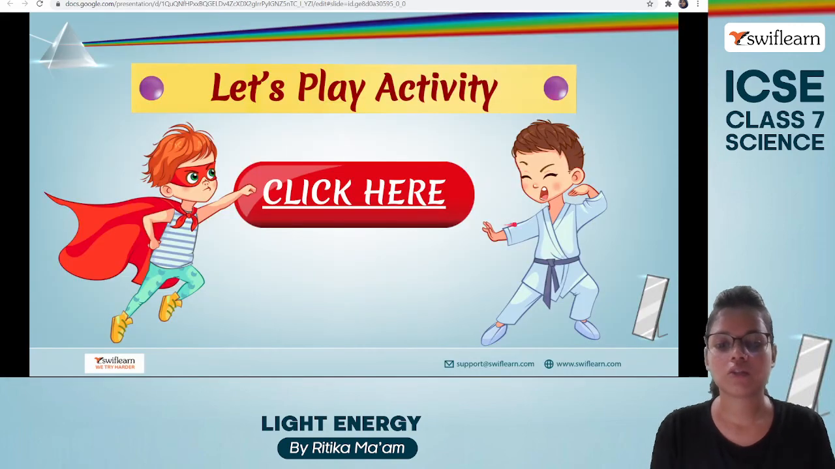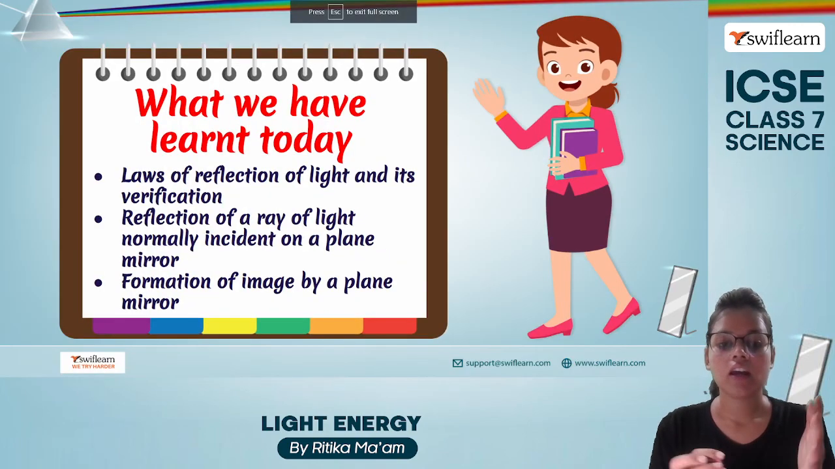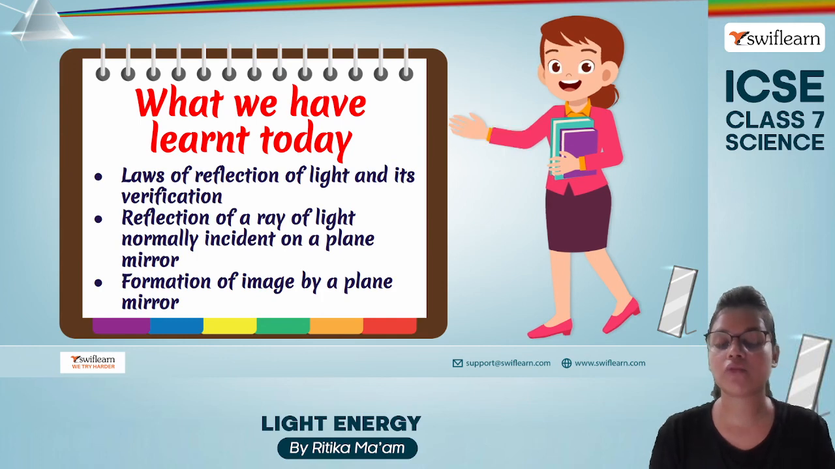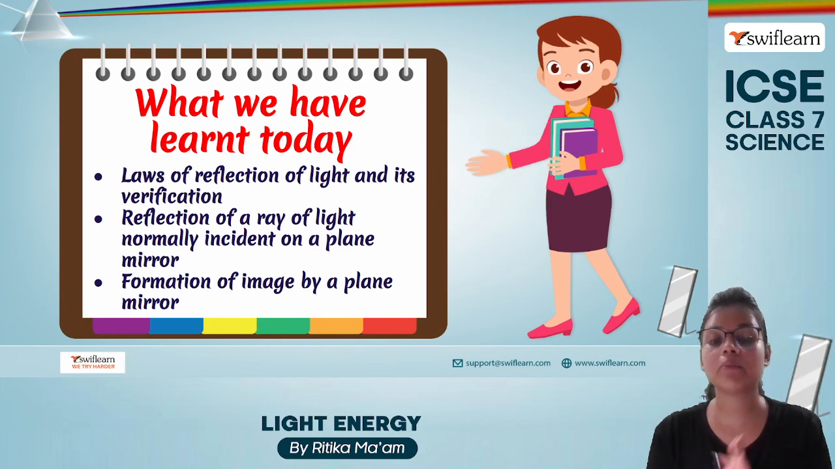Cool. So what are the things we have learned today? Laws of reflection of light, we verified them using experiments. We learnt about the plane mirror and the kind of images which are formed by a plane mirror. So I guess everything is clear in this chapter. It was a kind of experimental chapter. I hope you have understood it. We will be taking our chapter further, in which we will learn a bit more about light energy.